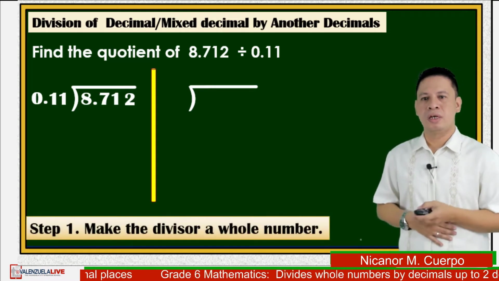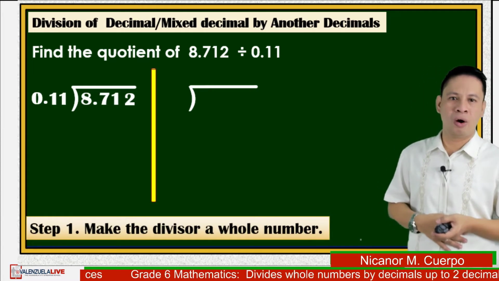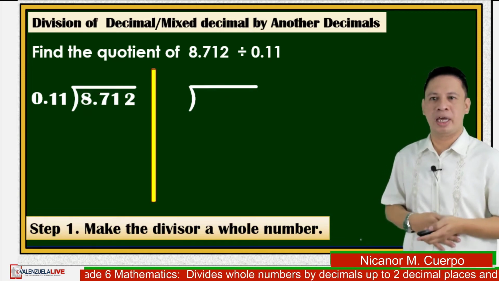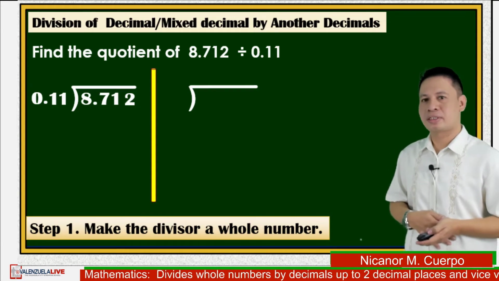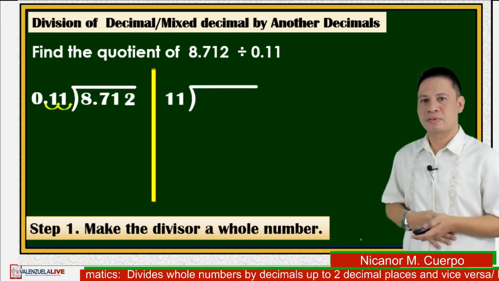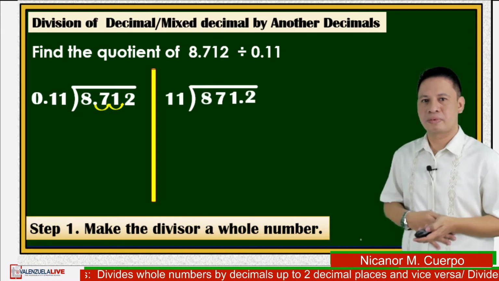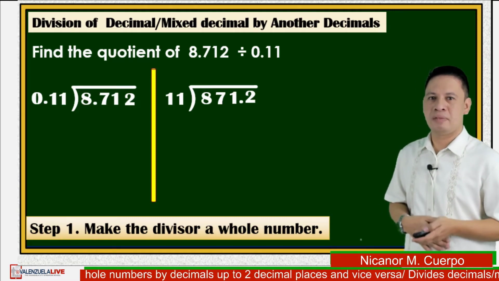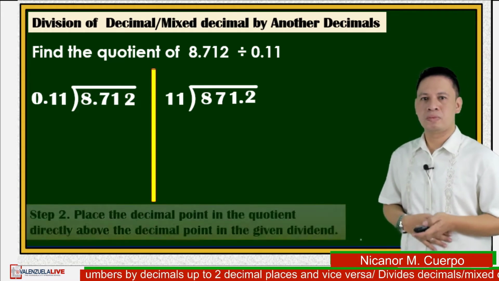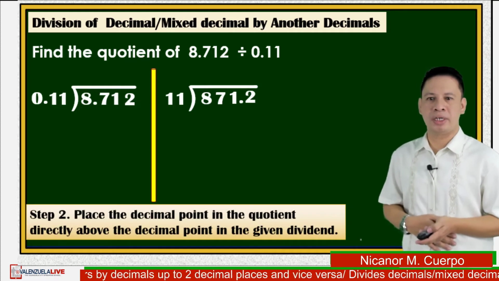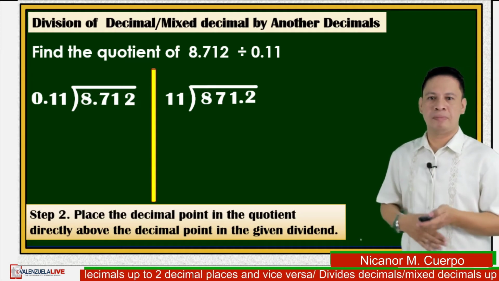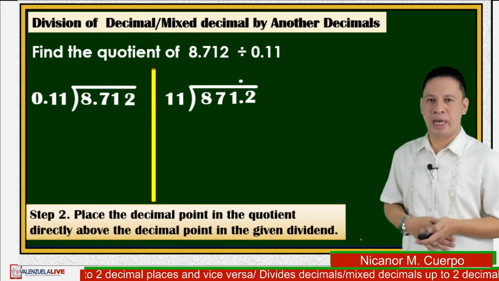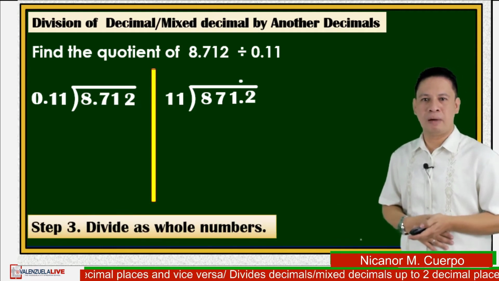So step 1, make the divisor a whole number by moving the decimal point of the divisor and the dividend 2 places to the right. So we now have 871 and 2/10 divided by 11. Place the decimal point in the quotient directly above the decimal point of the given dividend. And then, divide as whole numbers.